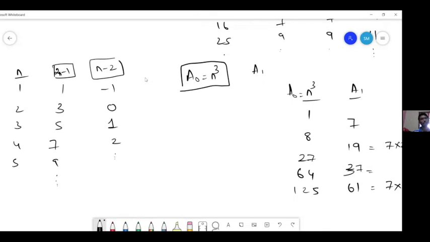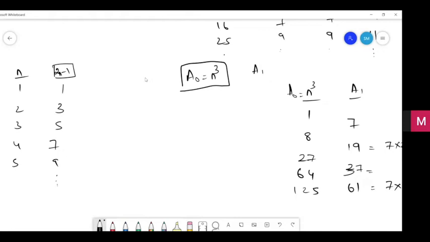How did you get this 2n minus 1? How did you get, means, 1 into 1 minus 1 is 1. I saw this 1, 3, 5, and then, right.